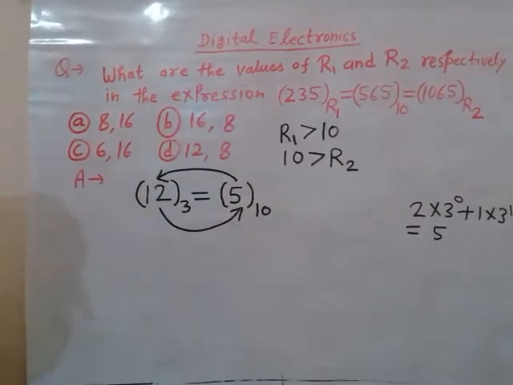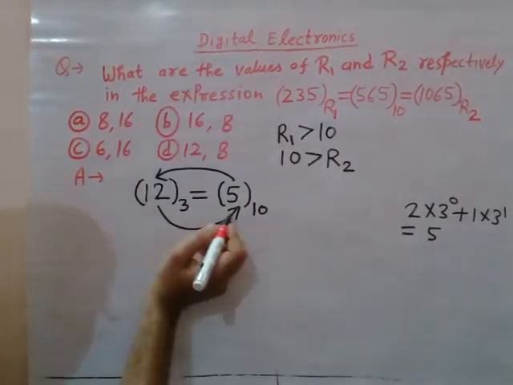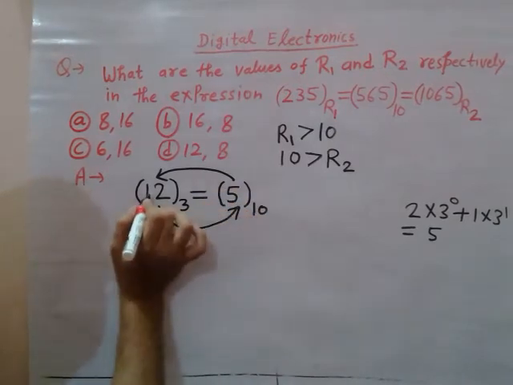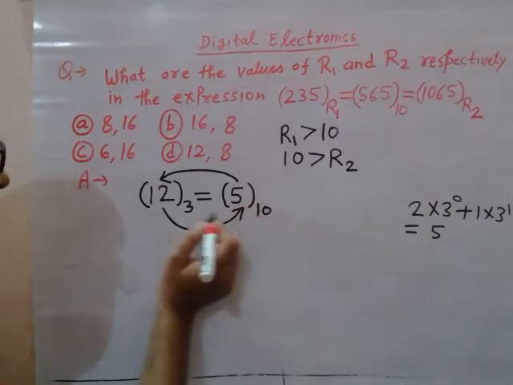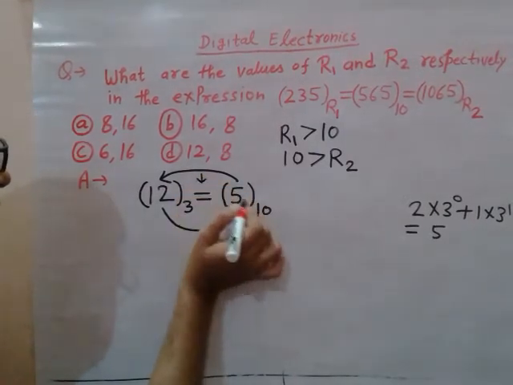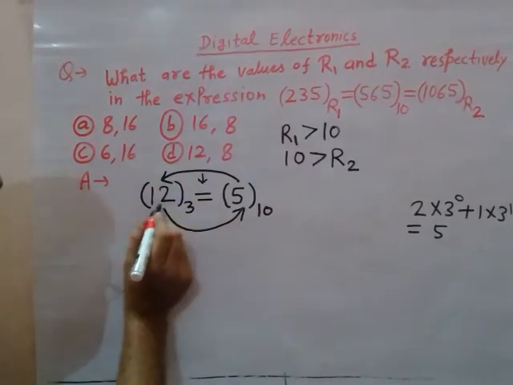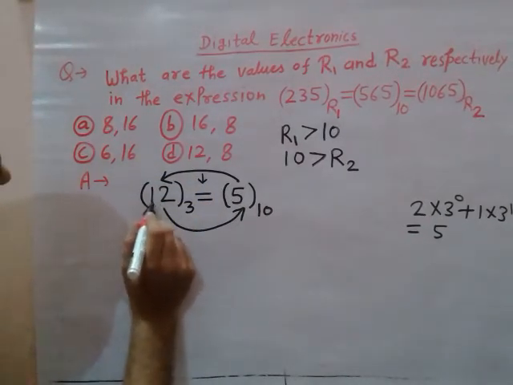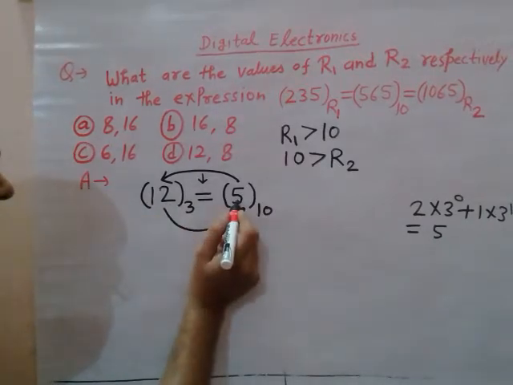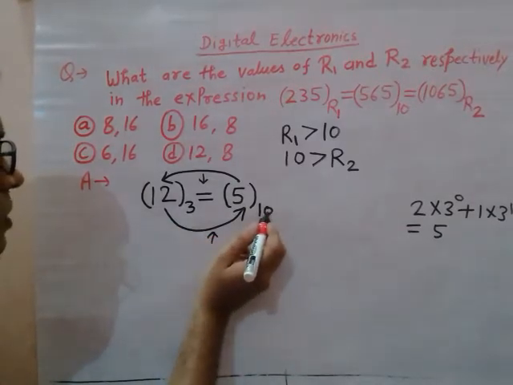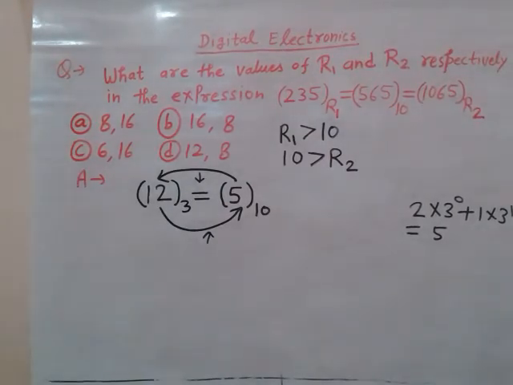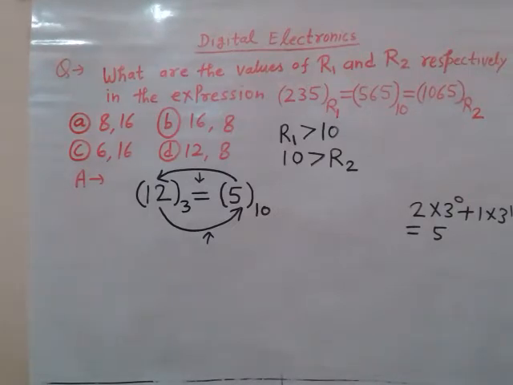So what I said is that if the value is increasing from 5 to 12, then the base is decreasing from 10 to 3. Conversely, if the value is decreasing from 12 to 5, then the base is increasing from 3 to 10, right? So with this information, now let us further solve our question.